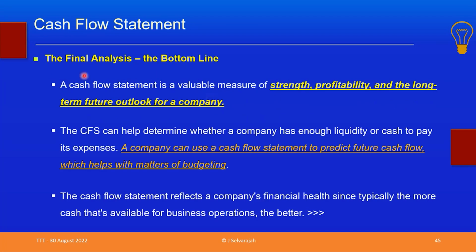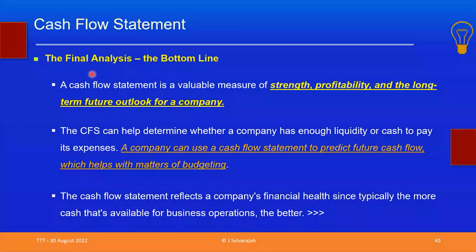Now, the final analysis of the cash flow statement, the bottom line. A cash flow statement is basically a very good measure of the strength of the company, the profitability of the company, and the long-term future outlook of the company. Now let's take them one by one. Strength. If you have the cash resources, you have the reserves, you can grow the company much better. If you need to invest in new machinery, you can do that. Profitability.